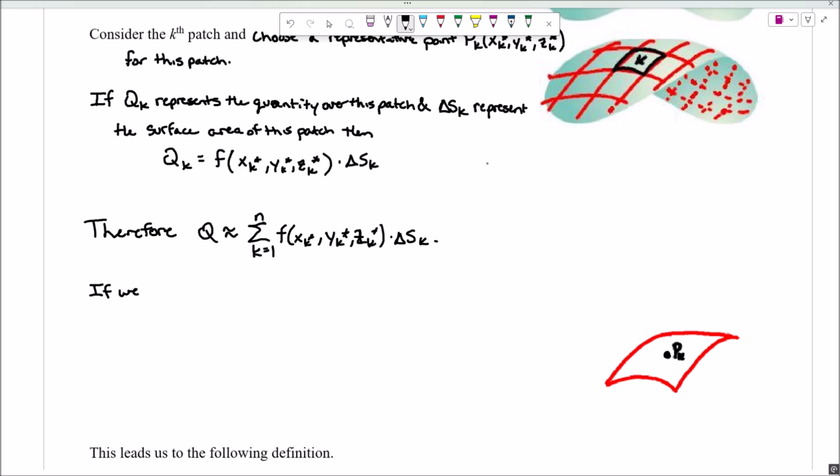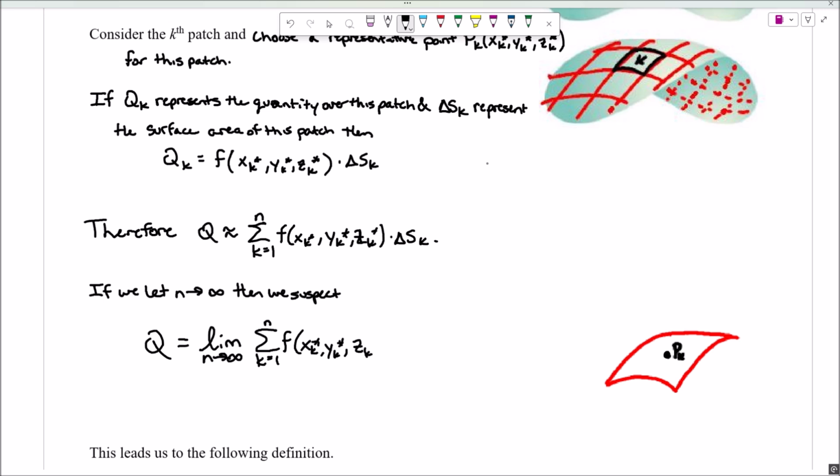So I'll say if we let n approach infinity, then we suspect that Q would actually be equal to the limit as n approaches infinity of the sum, k goes from 1 to n, and I have f of my special point multiplied here by this delta s sub k. And what I'll notice here is that this actually represents the idea of a double integral.